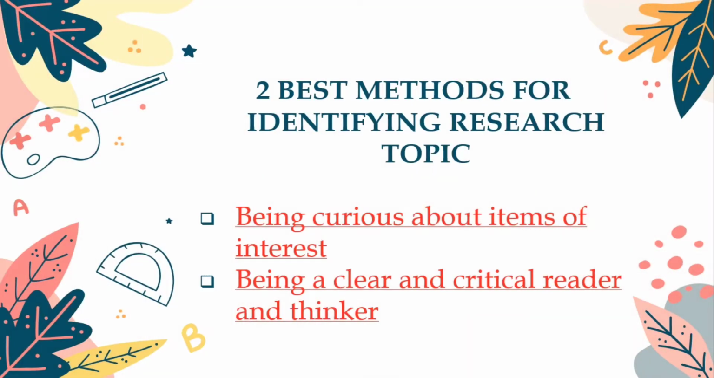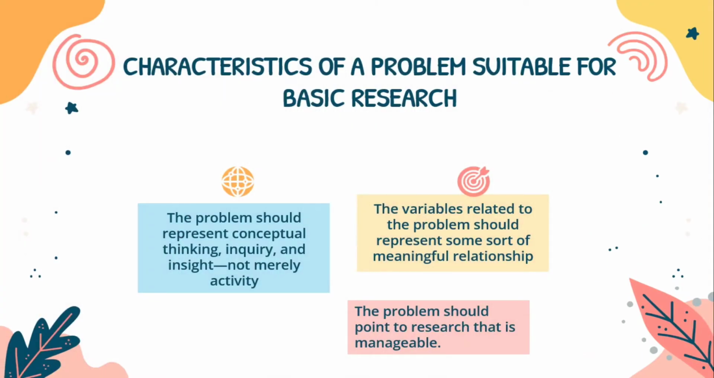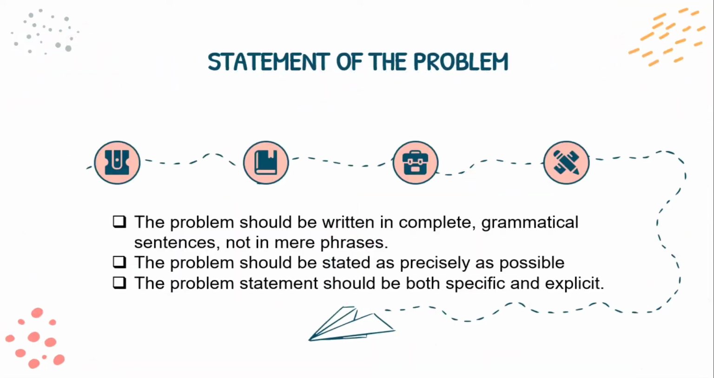Here are the best methods for identifying a research topic. Here are the 3 characteristics of a problem suitable for basic research. Statement of the problem: the problem should be in complete grammatical sentences, not in mere phrases, and should be stated precisely.